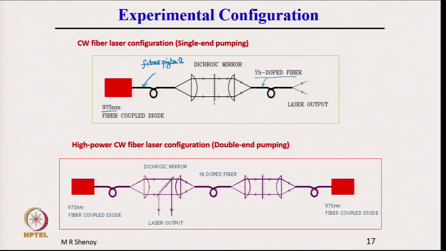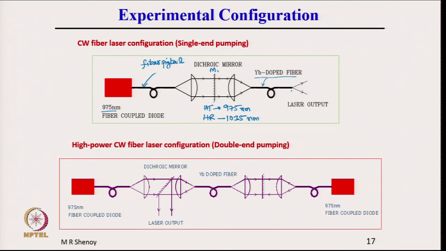There is a dichroic mirror here as before. This dichroic mirror is highly transmitting at 975 nanometer, so that the diode energy is passed through it. It is as good as it is not there, but it is highly reflecting at the laser wavelength. Let us say in this case it is at 1035 nanometer. Of course, it can be chosen such that different wavelengths can lase inside the laser. This is mirror M1.